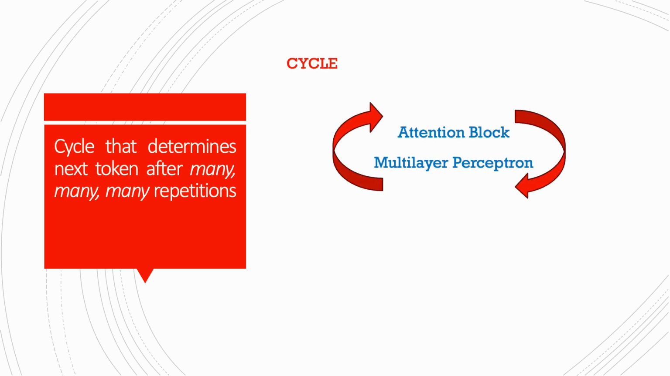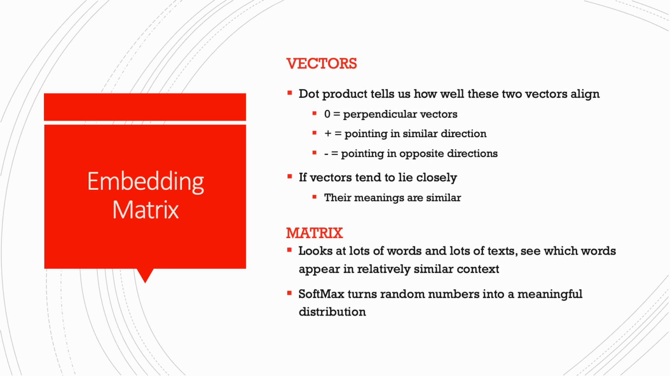Now the cycle that determines what should come next happens over and over again. And it goes from the attention block through the multi-layer perceptron. And that is how the learning is done, essentially. Now, the vectors give us significance behind the words. I'm sorry, it doesn't give it to us, it gives it to the machine.